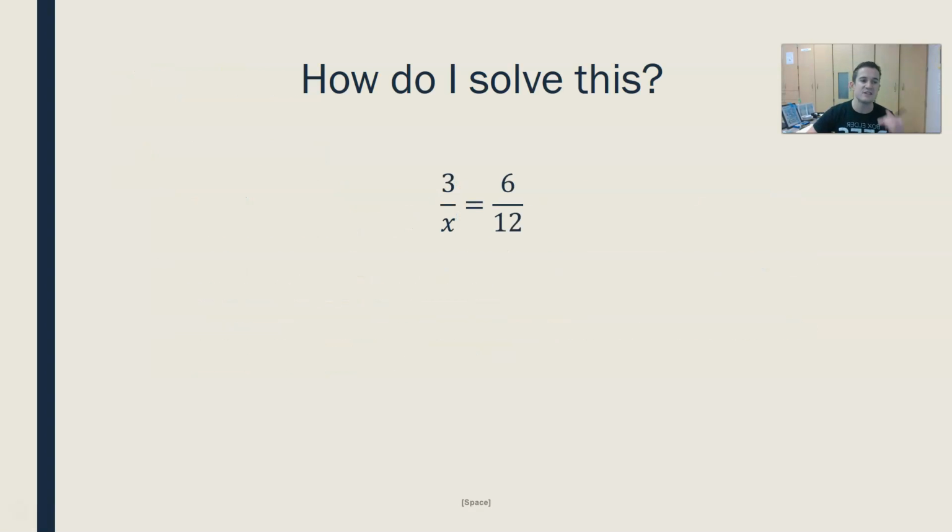Before we get to those similarity theorems, first of all, I have a problem here. I have 3 over x equals 6 over 12. How do I solve this? What do I do in order to solve this? Well, the way that I would go about solving this, and hopefully this terminology sounds relatively familiar to you, I would go ahead and cross multiply. If I have two fractions that are equal to each other, I can cross multiply.